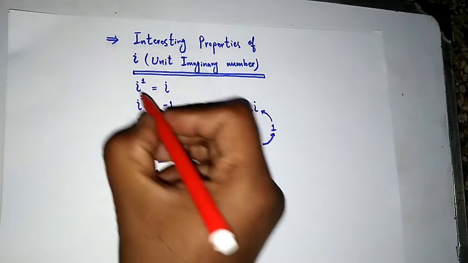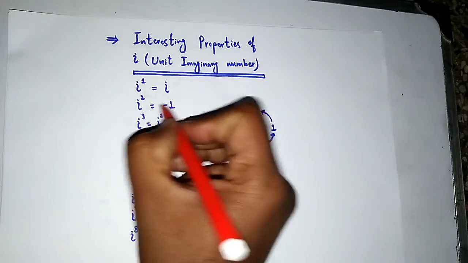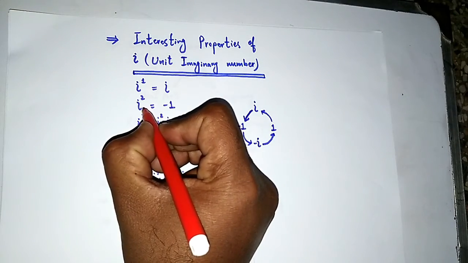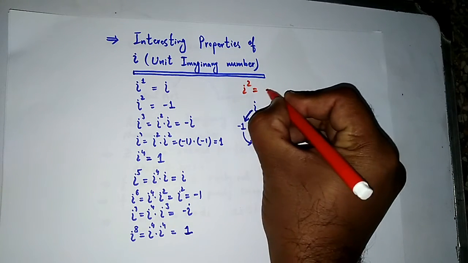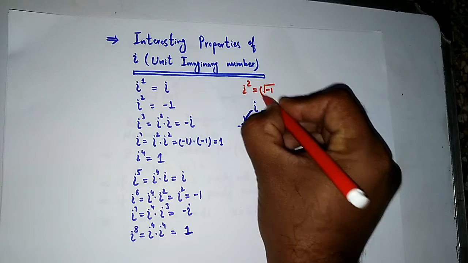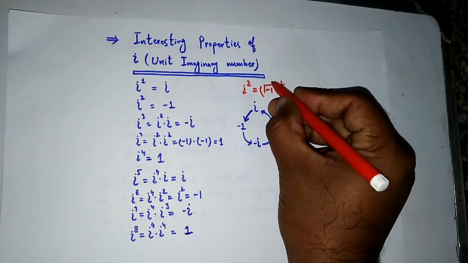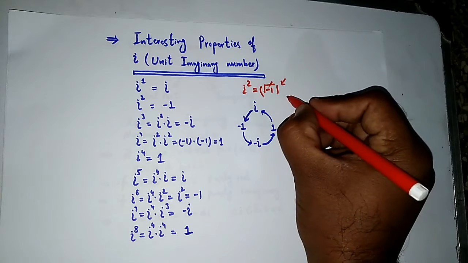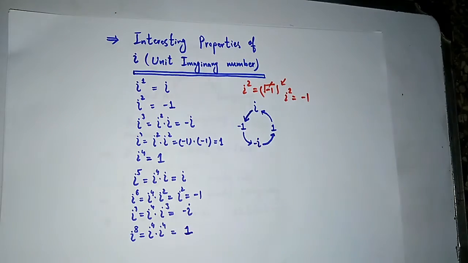For example, iota power 1 is equal to iota. But if we take iota square, it means square root of -1 and its square. When we take the square root and the square, they cancel out each other, and we get that iota square is equal to -1.